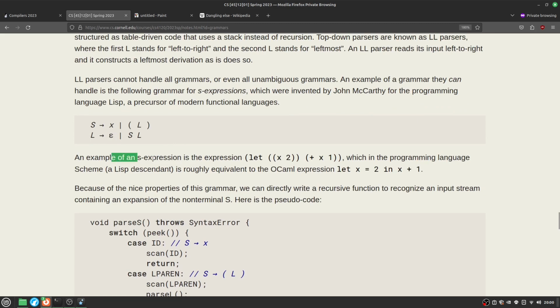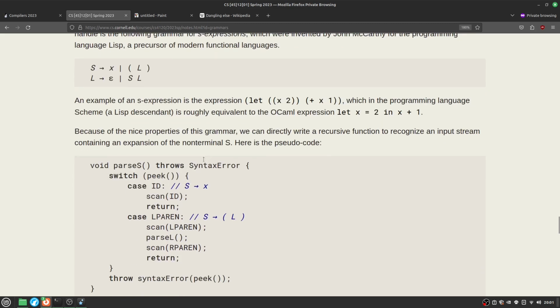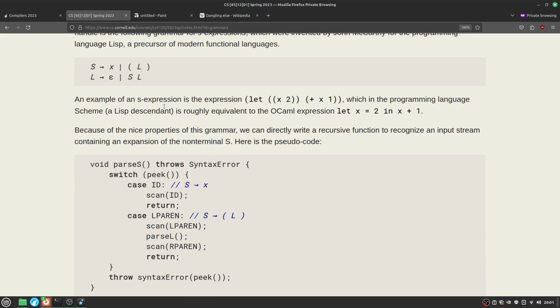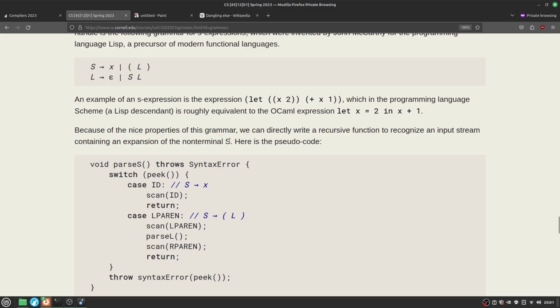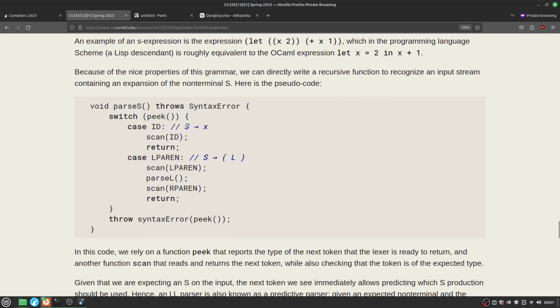Example of an S expression. Because of the nice properties of this grammar, we can directly write a recursive function to recognize an input stream containing an expansion of the non-terminal S. Here's pseudocode.